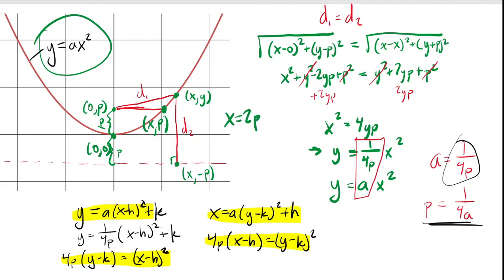Okay, and x is the horizontal distance from this focus to where that horizontal line would intersect with the parabola. So we can say then that that distance right there is 2p, and if it's 2p that way, it's 2p that way. So this actually has a name. From here to here has a name. It's called the latus rectum of a parabola.